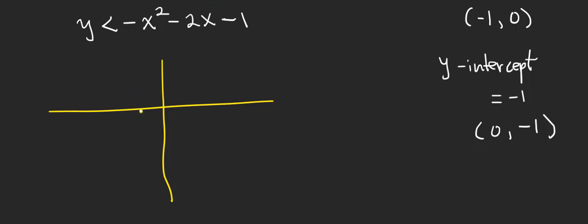So now we've got negative 1, 0, which is going to be our vertex, and the axis of symmetry is x equals negative 1. And the y-intercept is 0, negative 1, so that means there's another point over here. Remember, this is less, not less than or equal to, so it's going to be a dotted line.